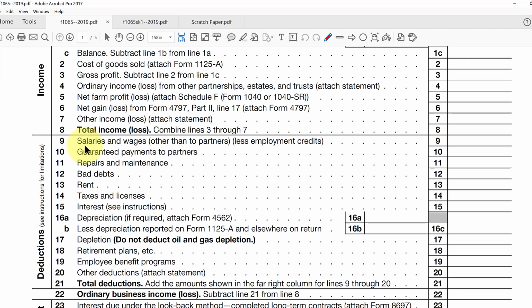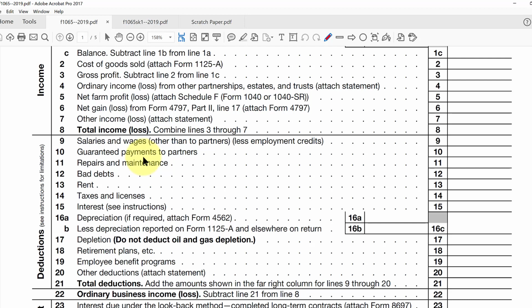Partners cannot be employees of their own business. So when you pay a partner a monthly fee, it's not a salary or wage you put here in line 9. That type of payment is called a guaranteed payment paid to a partner, and it shows up as a deduction. But again, this is not a salary or wage being paid to a partner. The tax term is guaranteed payment, and it shows up as a deduction for the whole partnership here in line 10.